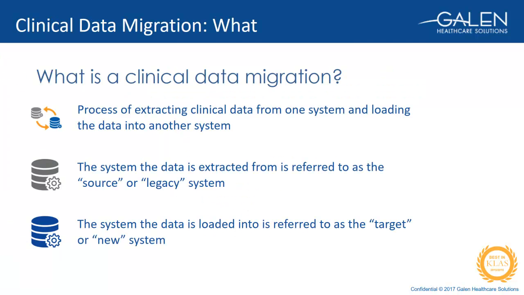So first off, what is a clinical data migration? Put simply, a clinical data migration is the process of extracting clinical data from one system and loading the data into another system. The system the data is extracted from is referred to as the source or the legacy system, and the system the data is loaded into is referred to as the target or the new system.